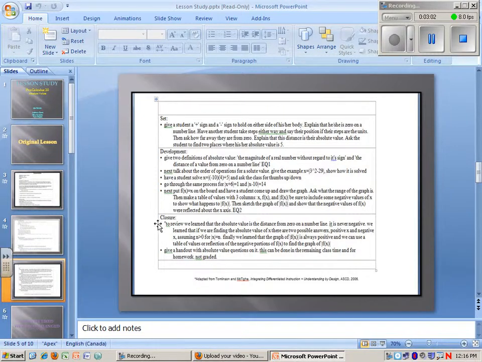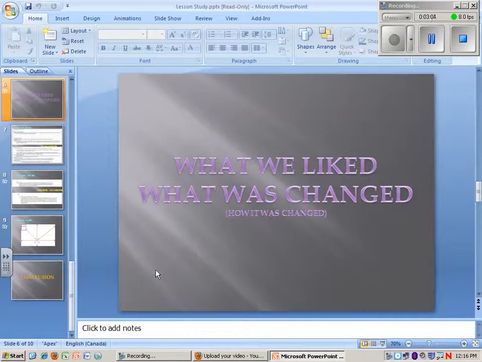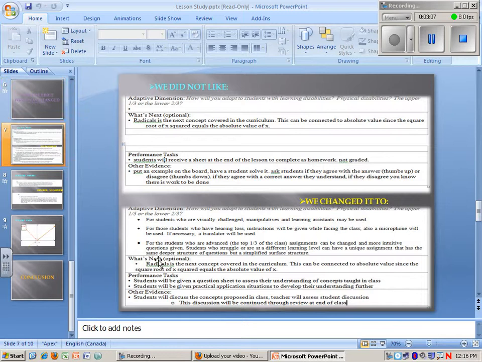Alright, I'm going to talk about what we liked and what we changed. So the first thing was, we did not like Kyle's adapted dimension because there was none. So we modified that. For students who are visually challenged, we would use manipulatives to assist their learning. Also, manipulatives can be used for other students that just need a little more practice with the concept. We also put, for those with hearing loss, instructions will be given facing the class. We could also use a microphone or a translator if necessary.